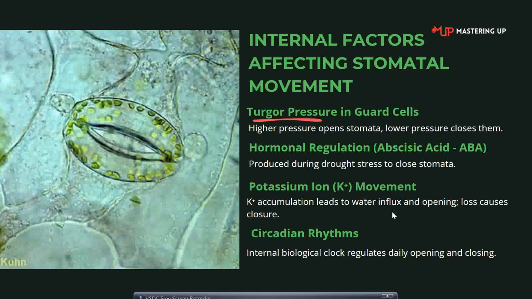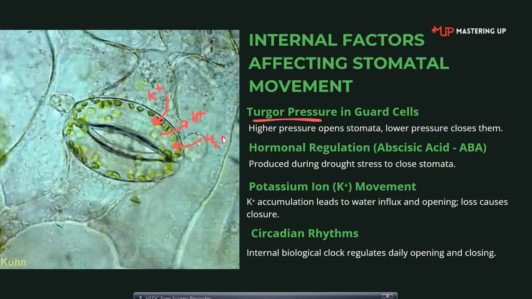In the case of potassium ion movement, during the daytime, potassium gets inside the guard cell, and H plus ions are lost from the cell. This increases the osmotic pressure, and water, H2O, from outside enters into the guard cell. That leads to water influx and opening. So the potassium uptake increases the water intake, and this leads to the opening of the stomata.